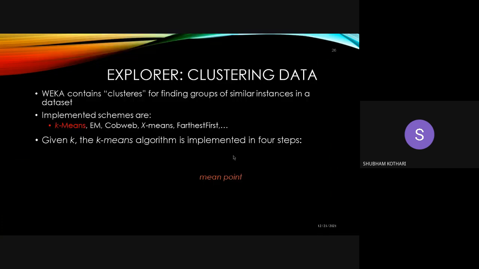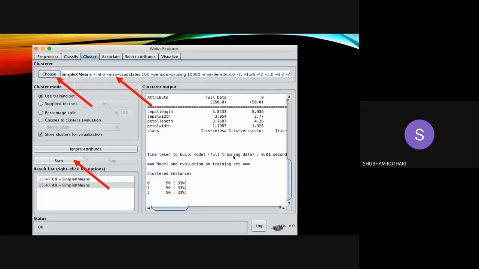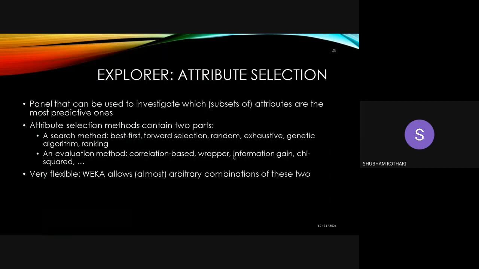Explorer, clustering data. Weka contains clusterers for finding groups of similar instances in a dataset. Implemented schemes are k-means, EM, Cobweb, X-means, FarthestFirst. Given k, the k-means algorithm is implemented in four steps. Choose here SimpleKMeans and select use training set. After that, click on start.